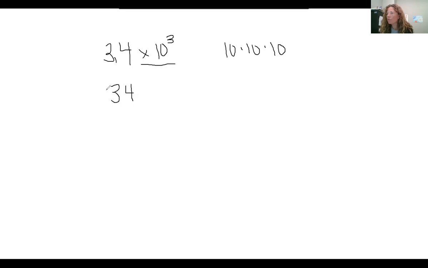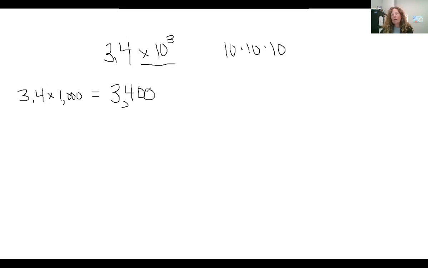Well, 3.4 times 1,000 is 3,400. 3 times 1,000 is 3,000. I've got the 400 on here. That makes sense. So if I'm putting 3.4 times 10 to the third into standard form, it's 3,400.